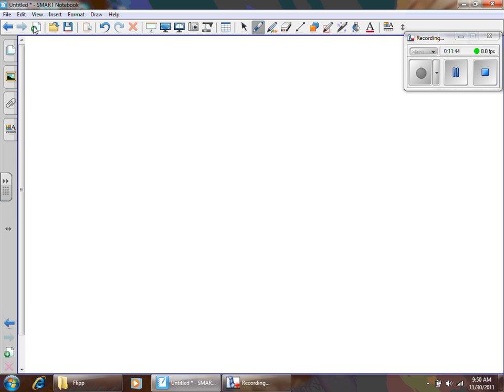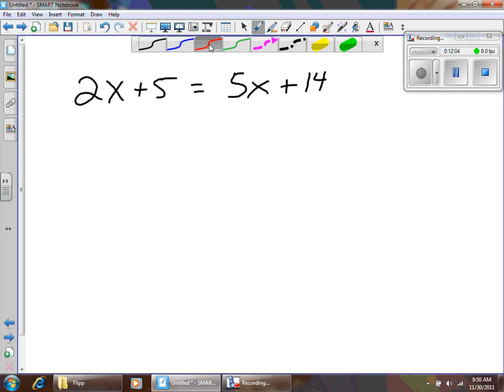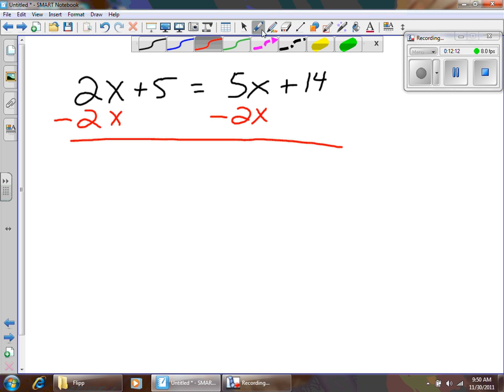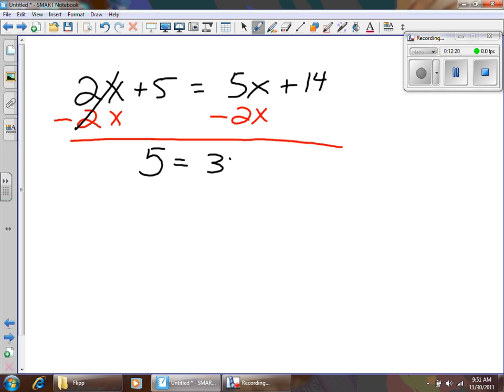A problem that looks like this. 2x plus 5 equals 5x plus, let's go with 14. All right, remember on this one, I want to get rid of the x. I've got x's on both sides. I'm going to get rid of one of them. I like to get rid of the smaller one. It keeps things positive, which makes things a little bit simpler. So I get rid of it by subtracting away 2x from both sides. Left-hand side turns into 5. Right-hand side turns into 3x plus 14.